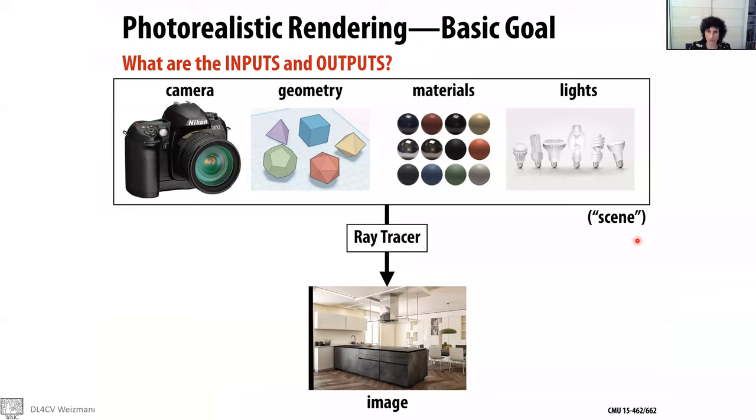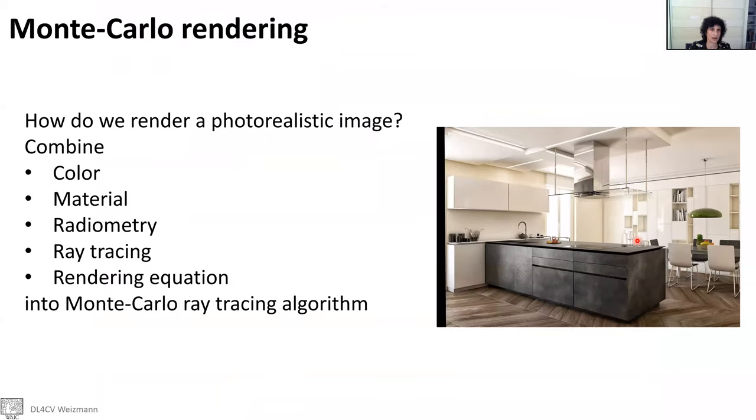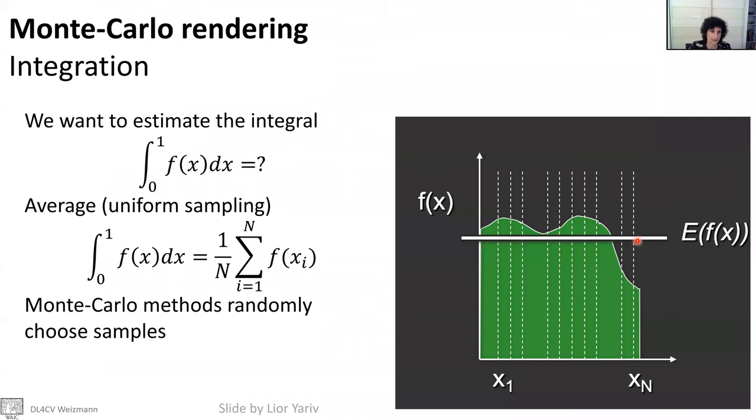Okay, so I am going to speak about the ray tracer and Monte Carlo. We would like to generate a photorealistic image. We would like to combine color, material, radiometry, ray tracing, and rendering equations, all of this in the Monte Carlo ray tracing algorithm. And the idea is going to be the following. Everybody knows how to estimate an integral. We have an integral and we want to estimate it. We sample points, and if we sample uniformly, we get actually the average of the points. If you want to estimate between 0 and 1, I'm taking the average of the points which I sample, and I get the uniform estimate.